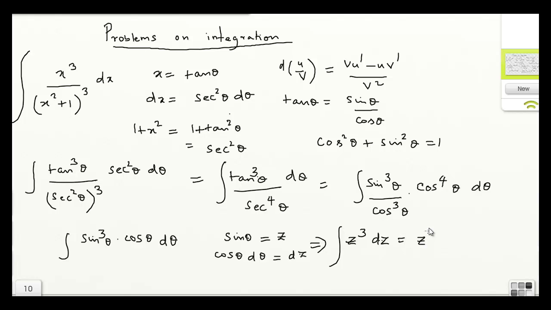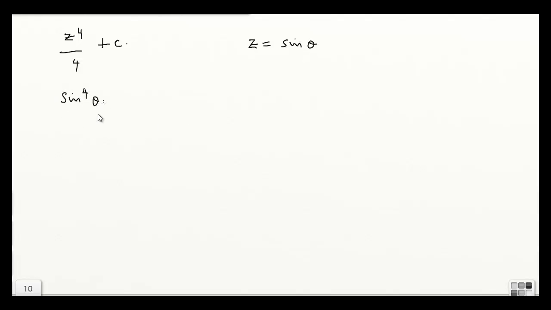Which is straightforward, z to the power 4 by 4 plus constant. So the integration, the answer is z to the power 4 by 4 plus constant. But we started off with z as sine theta. So sine to the power of 4 theta divided by 4 plus constant, that would be the integration of the problem that we started with, that whole expression.